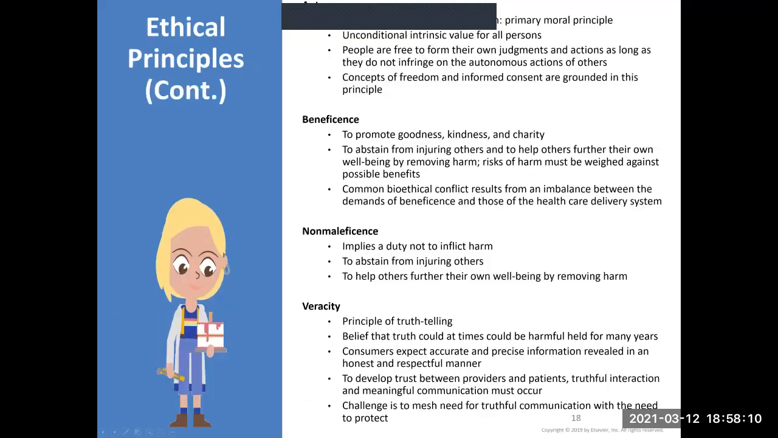Some of these ethical principles are autonomy, beneficence, non-maleficence, and veracity. Again, I want you guys to know what each one is. For instance, autonomy respects the person to make their decision, to know what is right for them. Beneficence promotes good, kindness, charity. This is actually one of the things that guide society. All of us live by this, so that you go outside and other people won't come and hit you or beat you or kill you, right?